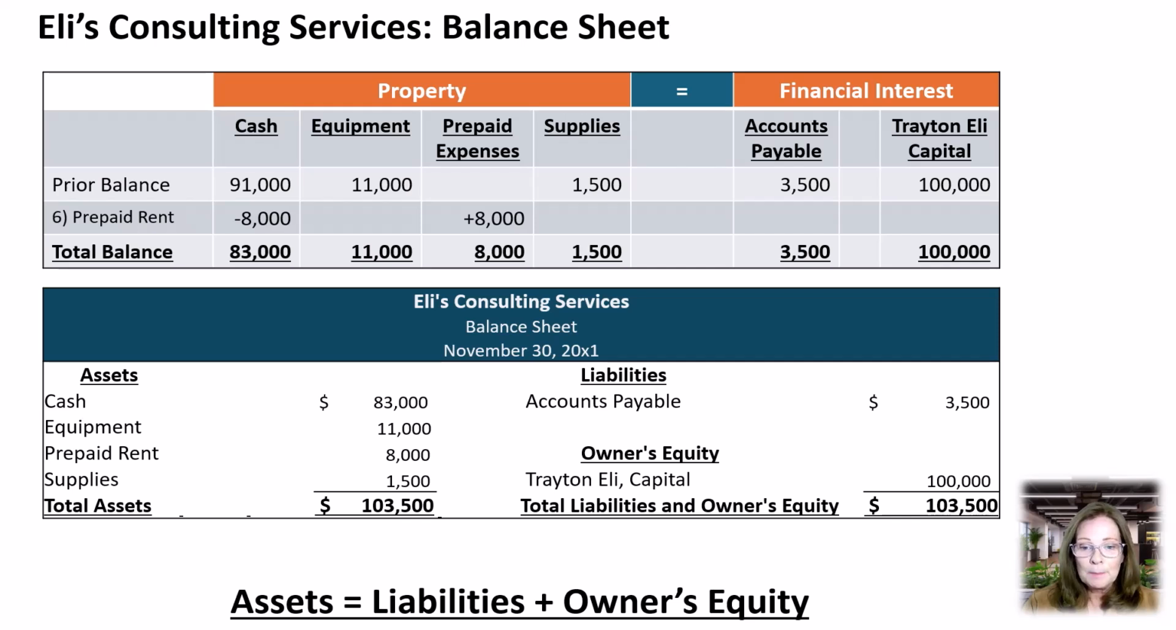And the balance sheet balances, because it shows assets, the property that the company owns, of $103,500. And on the other side, the financial interest side, it shows liabilities to external vendors of $3,500 and the monies owed to the owner, called owner's equity, of $100,000 for a total of $103,500. And that brings us to what we call the balance sheet, or the fundamental accounting equation: assets equals liabilities plus owner's equity.